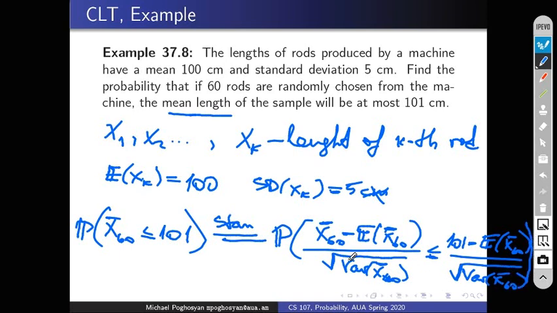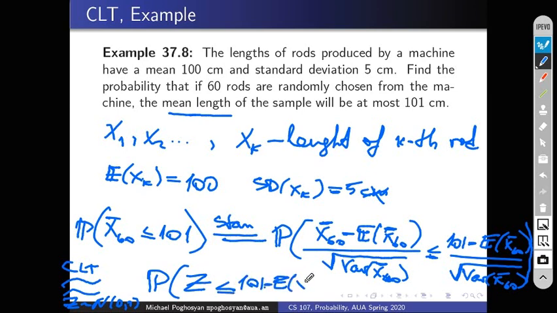Now, at this point, we are using the CLT. CLT says if you are standardizing, then for large n, well, 60 is larger than 30, so we can use, if we take a standard normal random variable, then we can approximate the probability by writing z instead of this, and I'm keeping that number: 101 minus the expected value of x60 bar over the standard deviation of x60 bar.